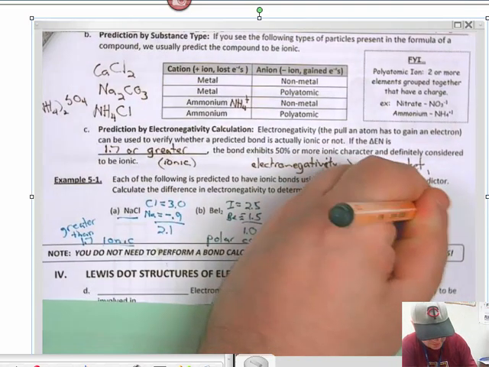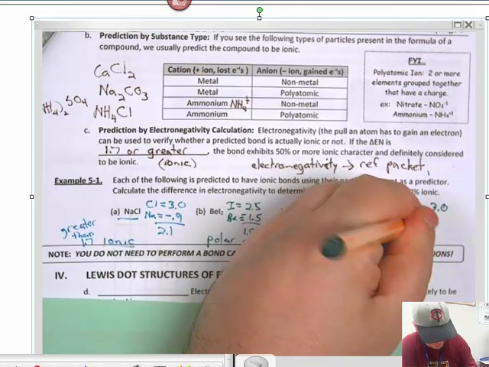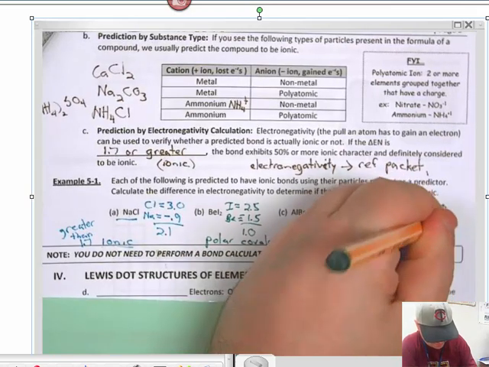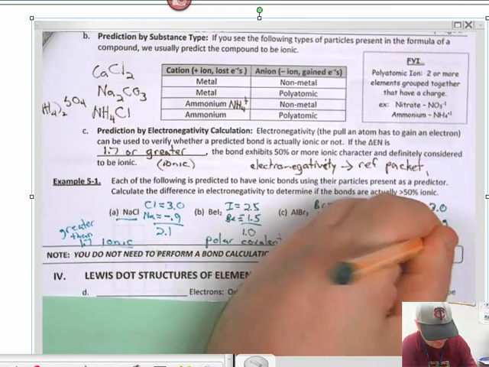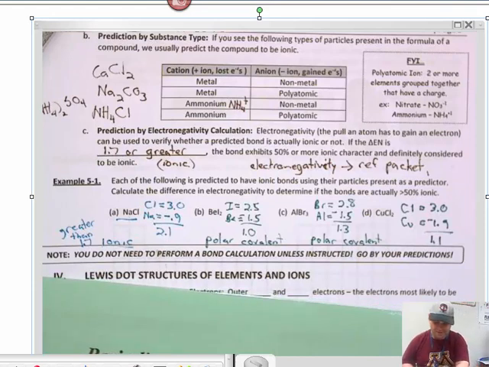And then the final one here, chlorine. Chlorine has an electronegativity of 3.0. Copper has an electronegativity of 1.9. You subtract those two, you get 1.1. So that is technically acting polar covalent as well, based off of the electronegativity differences.